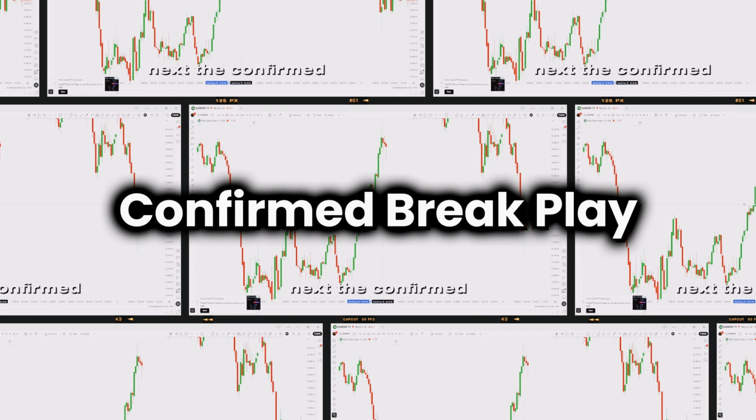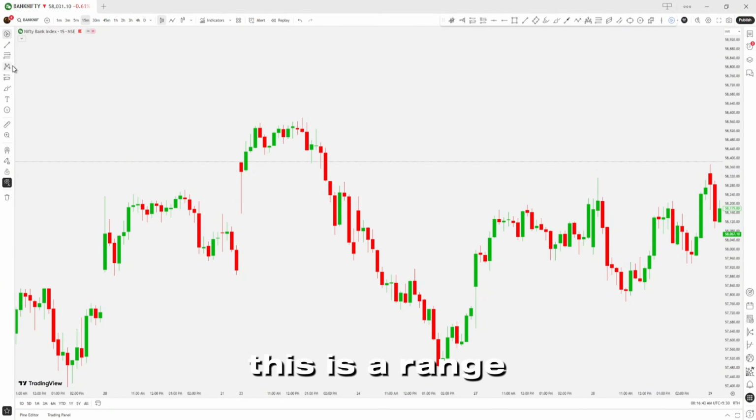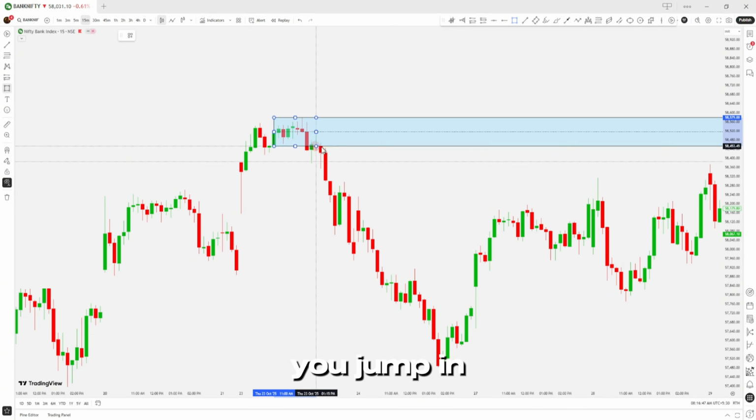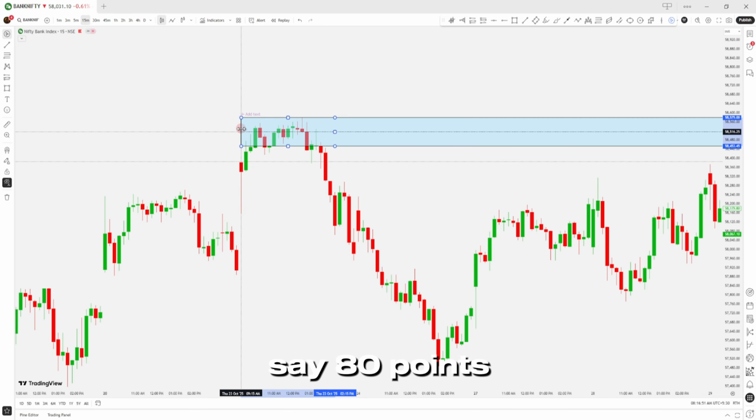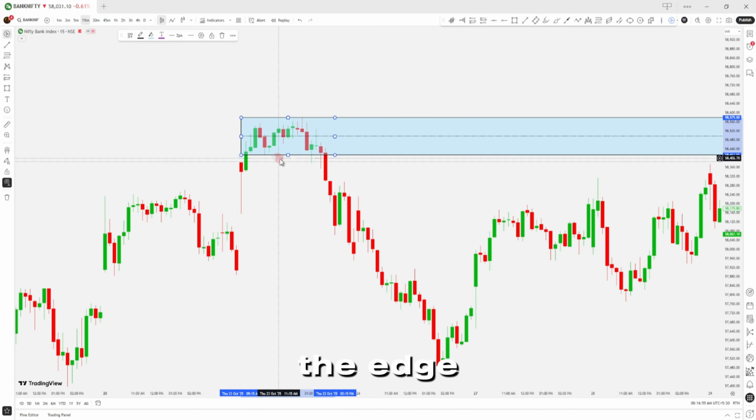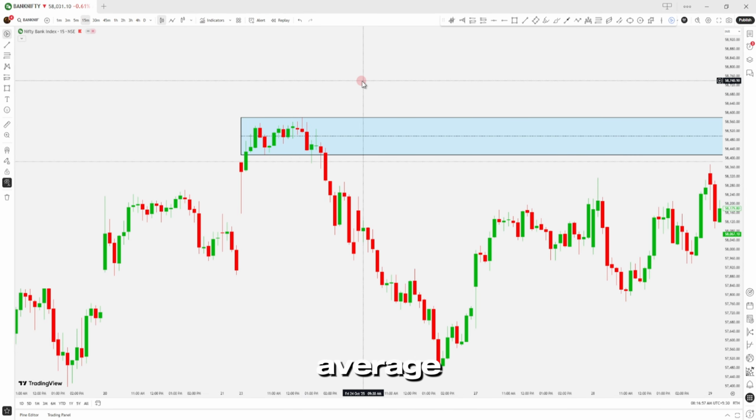Next, the confirmed break play. This is a range break that waits for 1 full candle close outside the range before you jump in. The range is 4-6 candles in a tight box, say 80 points, and the break candle closes fully beyond the edge, with a body bigger than the range average.